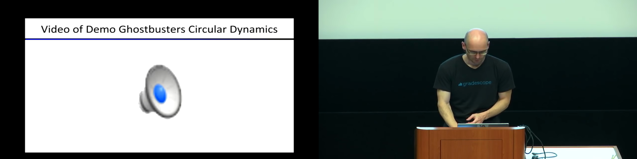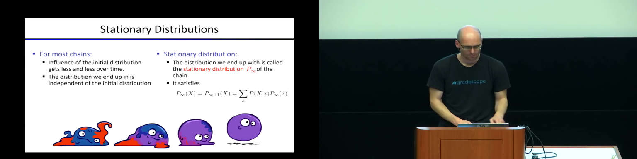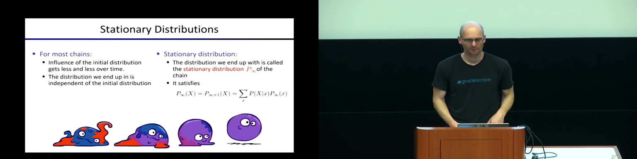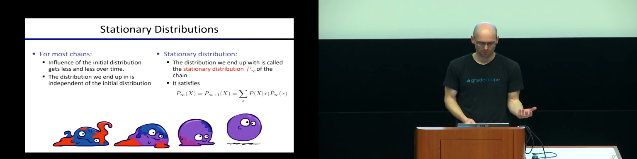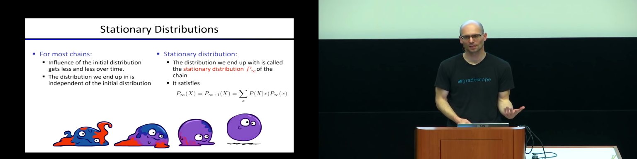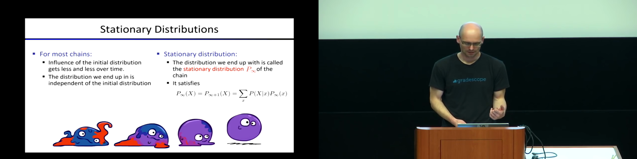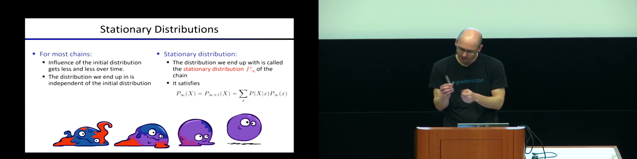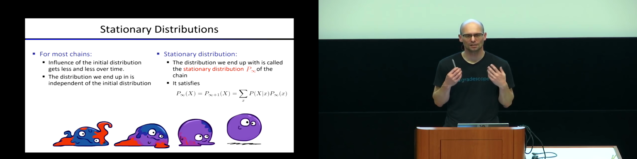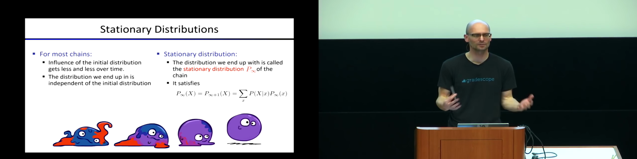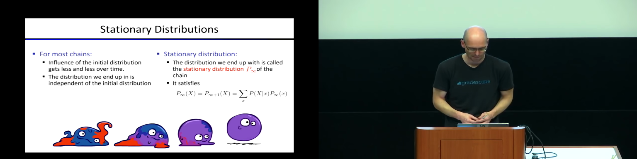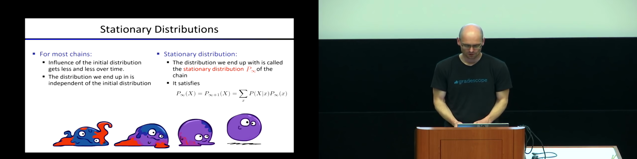Okay, let's think a bit more about stationary distributions. For most chains, the influence of the initial distribution gets less and less over time. And so the distribution we end up with is independent of how you started out. There are exceptions to this. You can carefully design exceptions, but the most common case that you'll encounter, if you just randomly put some transition model in place by randomly choosing numbers, is this. The stationary distribution is the distribution you hit at that point.